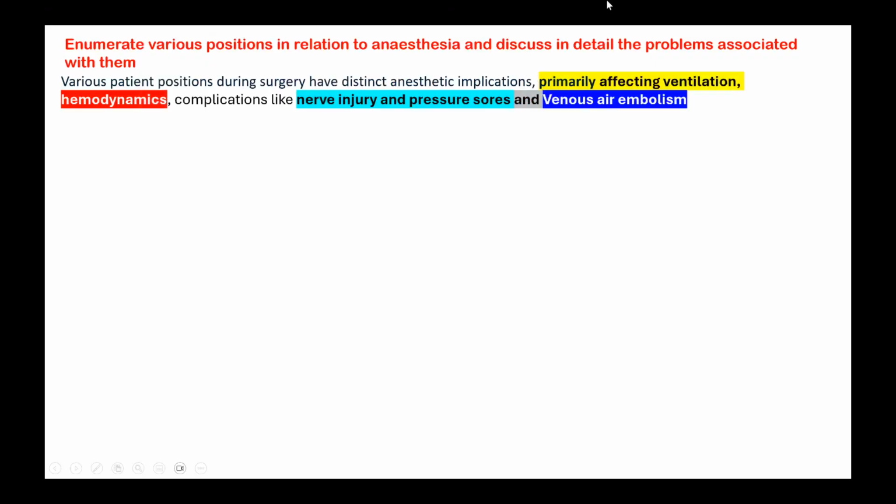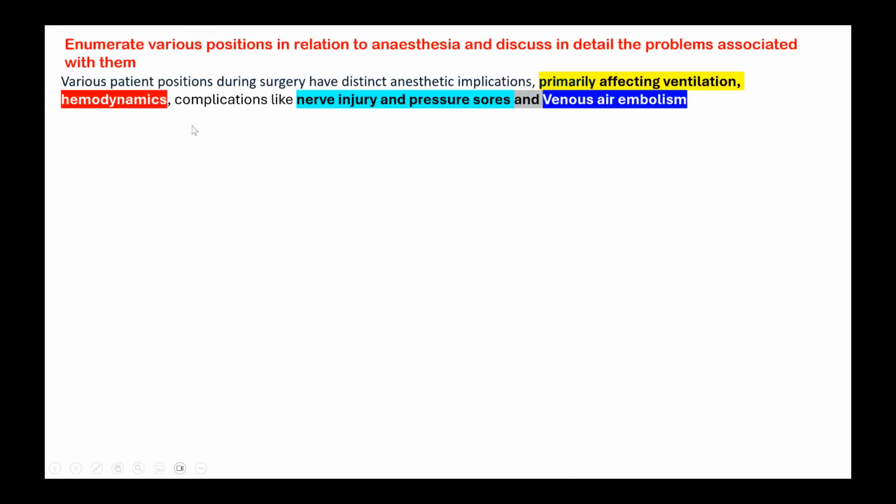Is the screen visible? The question asked is: enumerate various positions in relation to anesthesia and discuss in detail the problems associated. Are you able to see the screen? Yes, sir. Okay. So 4 important things you have to remember that the positions can cause to the patient.